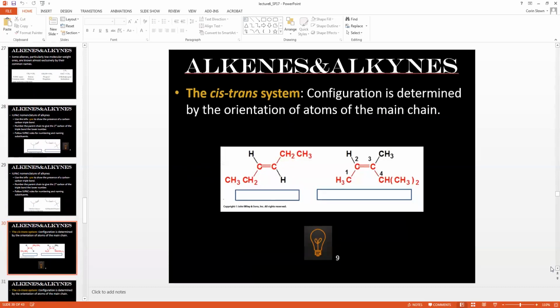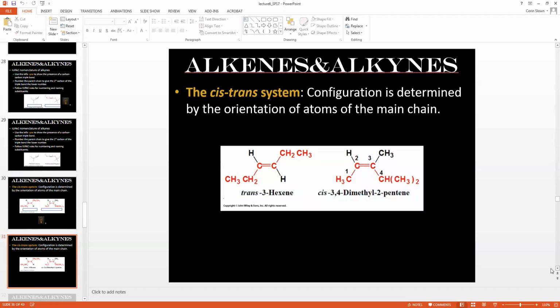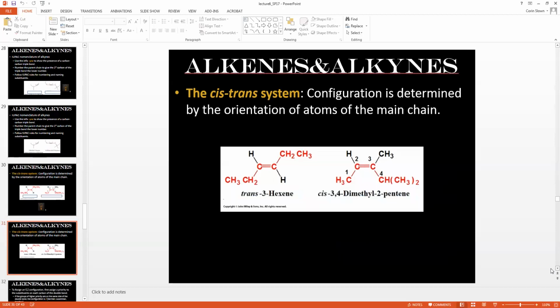We also have cis-trans for double bonds. So configuration is determined by the orientation of the atoms of the main chain. So if they're on opposite sides, they're going to be trans. If they're on the same side, they're going to be cis. You have to determine which has the greater importance as a substituent in order to make that assignment. So here we see trans and we see cis.